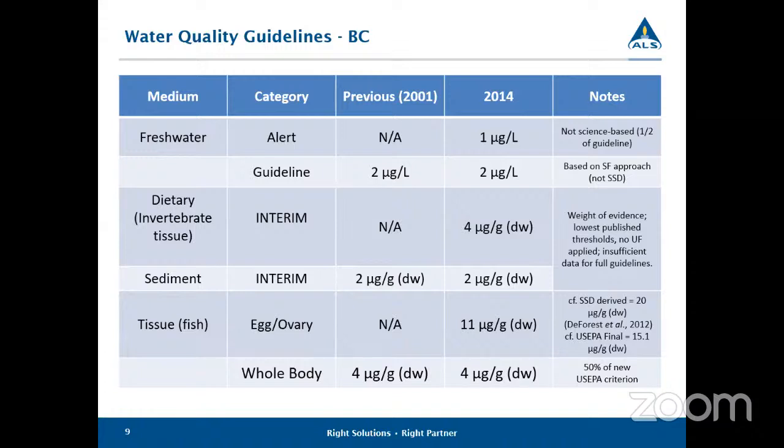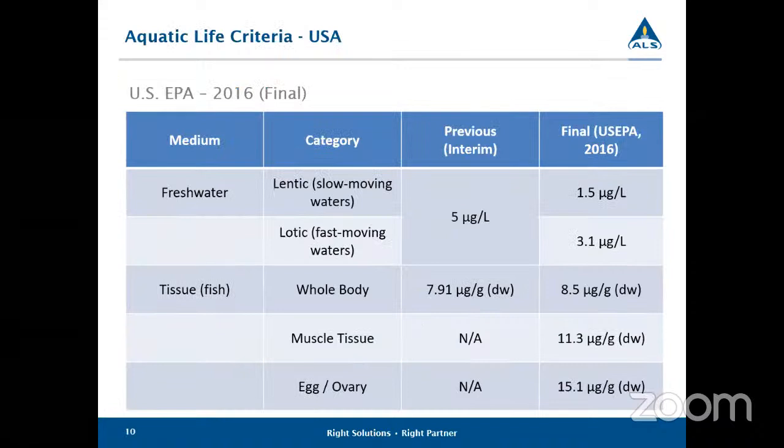From freshwater guidelines, there's an alert guideline and a threshold. Dietary guidelines, interim at 4 micrograms per gram. Some sediment, tissue, egg, ovary, whole body, these are more recent additions. For any US clients or who are interested, there's also American guidelines from US EPA, updated in 2016 for different types of waters. I'm just going to let the slide speak for itself here. There are also a lot of individual state guidelines, and so it can get pretty complicated.